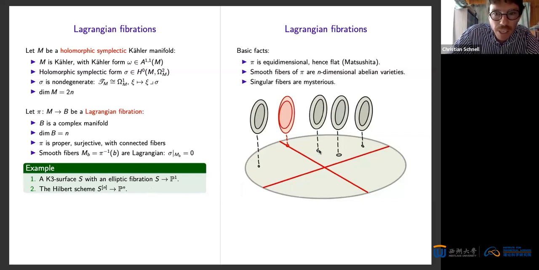And then the question is about the singular fibers. So the real interest in these Lagrangian fibrations is, what do the singular fibers look like? What happens near the singular fibers? Basically, the only thing that's known is that this map pi is always equidimensional. So even the singular fibers can only have dimension n. Usually for a map between algebraic varieties or complex manifolds, the fiber dimension of the singular fibers could be bigger. But in this case, all the fibers have dimension n. So the singular fibers are some kind of degeneration of these abelian varieties, but we don't really know what they look like.